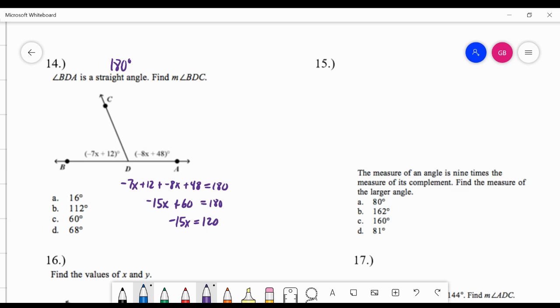And then 120 divided by negative 15 is going to be negative 8. So if x is equal to negative 8, we want to find the measure of angle BDC, which is this one. So negative 7 times negative 8 is 56, plus 12, which is 68 degrees.